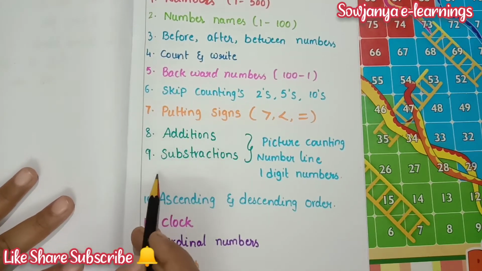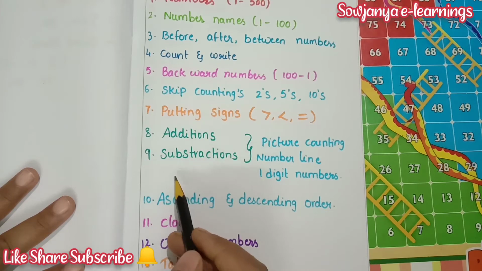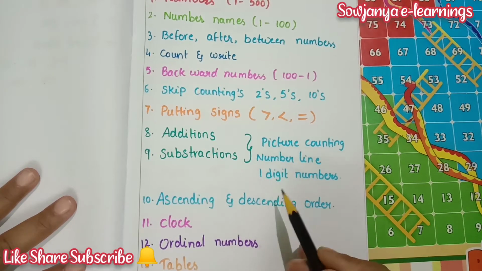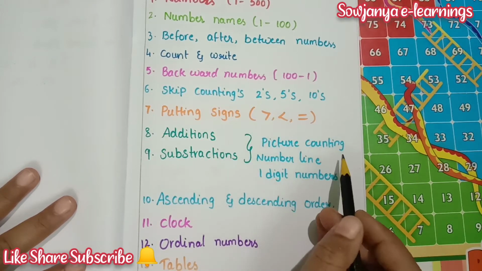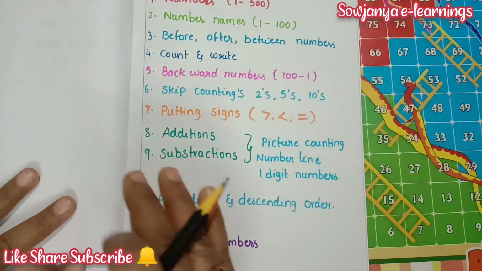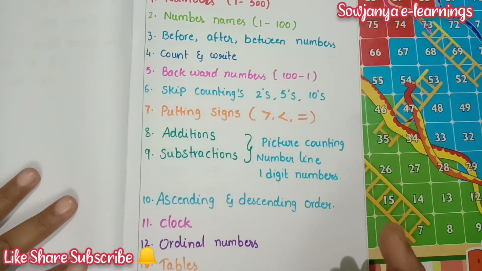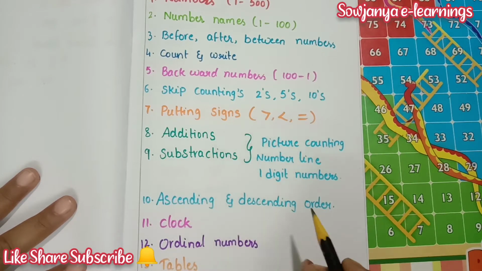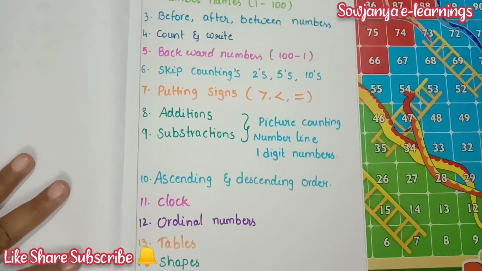Next, additions and subtractions. These additions and subtractions we have to teach on the number line. And picture counting. We have to give some pictures and we have to tell the kids to count and write the number. And 1 digits also, like 1 plus 1, 2 plus 1. We have to give them and we have to ask the kids to count and do.